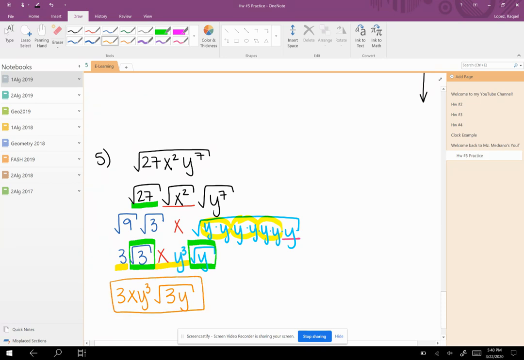Okay. There are problems like this on homework number 5, so go ahead and try them. They are the last 2 problems.